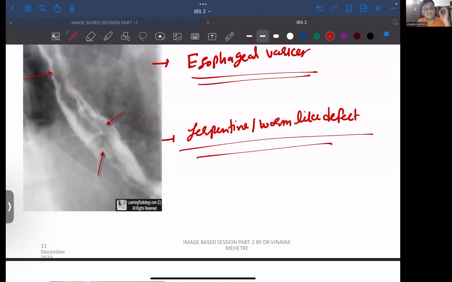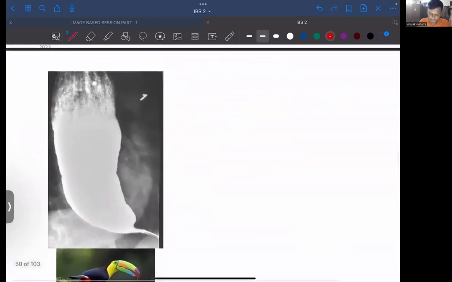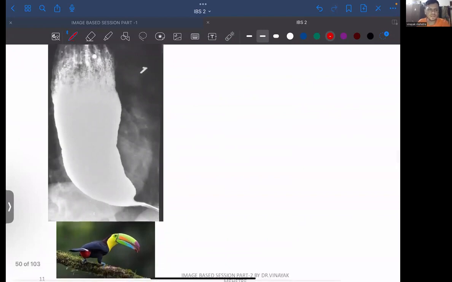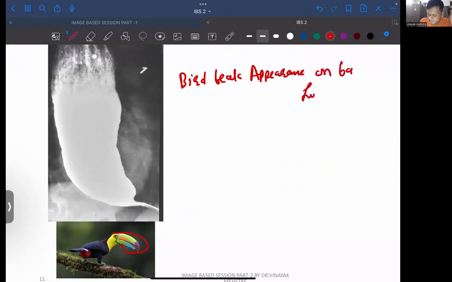Serpentine or worm-like defect is seen in esophageal varices. Your favorite image, and I know everyone knows. Bird की नाक is called bird beak appearance on barium swallow.